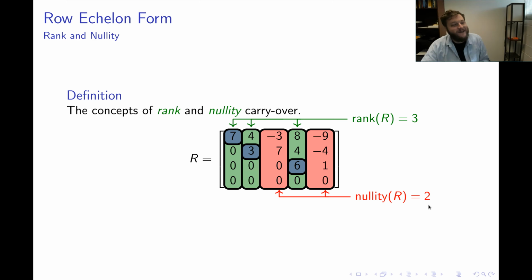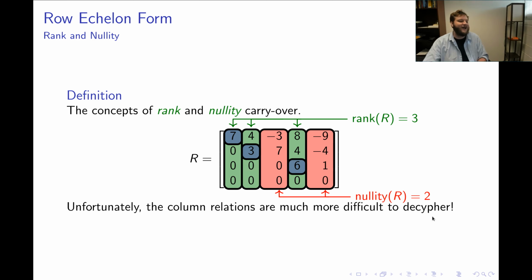But one thing that is unfortunately true is that the column relations are much more difficult to decipher. So the first non-pivot column here is column 3. It is always possible to express column 3 as a linear combination of the pivot columns, but because I don't have the full structure of reduced row echelon form, those relationships are much more difficult to figure out. So that's all I have to say here.